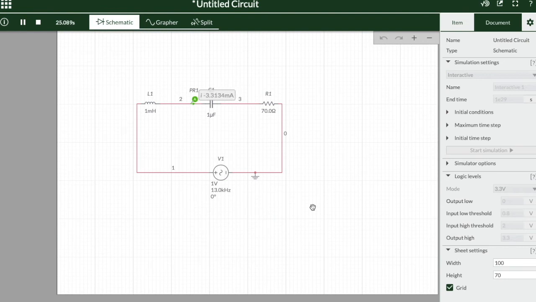What is the resonance curve of the circuit and how can it be plotted? To plot the resonance curve, we need to take readings for the current in the circuit at various frequencies. For example, when the frequency of the input signal is 13 kilohertz, we can measure the current in the circuit, for which we have to stop the simulation, go to grapher mode.